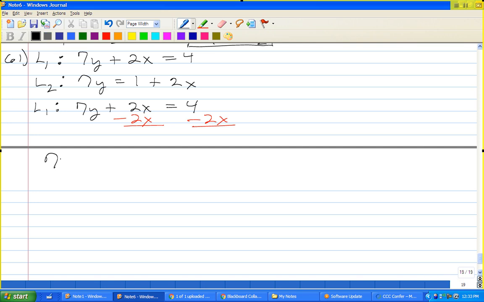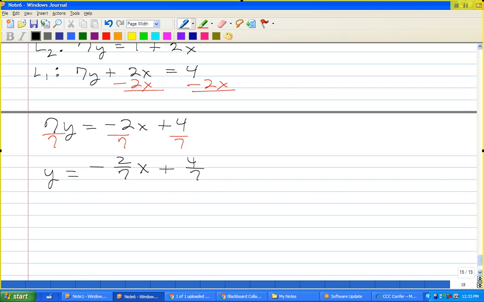So 7y equals a negative 2x plus 4. Divide every term by 7. And so y is equal to a negative 2/7 x plus 4/7. So that says the slope of the first line is negative 2/7.